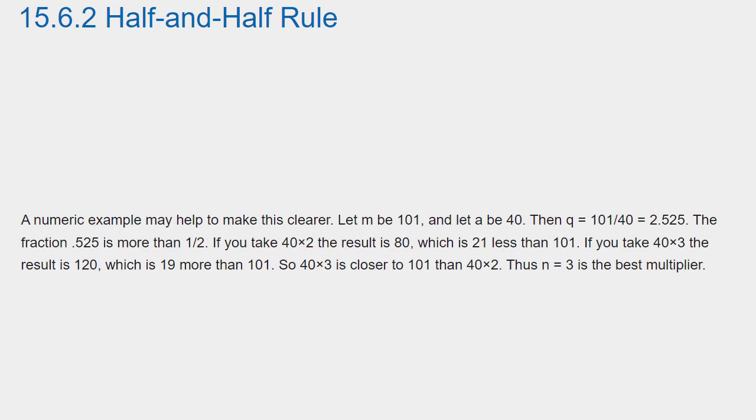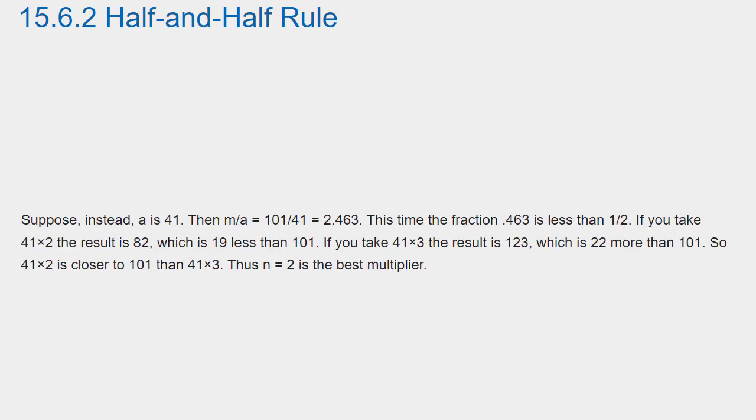Let m be 101 and let a be 40. Then q equals 101 over 40 equals 2.525. The fraction 0.525 is more than 1/2. If you take 40 times 2, the result is 80, which is 21 less than 101. If you take 40 times 3, the result is 120, which is 19 more than 101. So 40 times 3 is closer to 101 than 40 times 2. Thus, n equals 3 is the best multiplier.